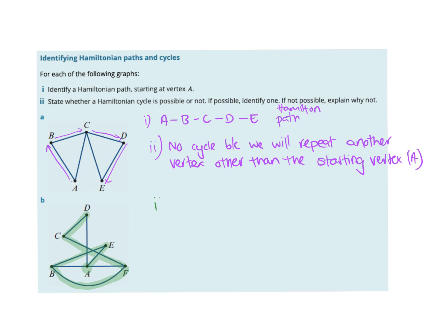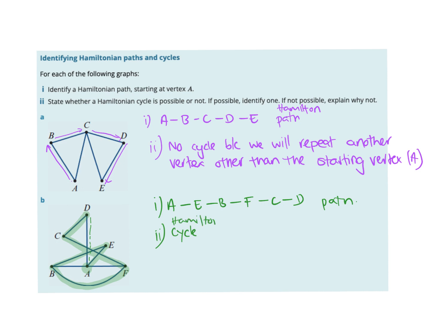So I'll write out that path. I went from A to E to B to F to C to D. That was the path. Now, can I get a cycle? Yes, I think I can, because I got up to D and then there was an edge that took me straight back to A. So the cycle, yes.